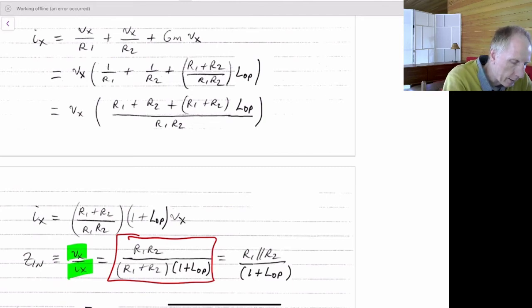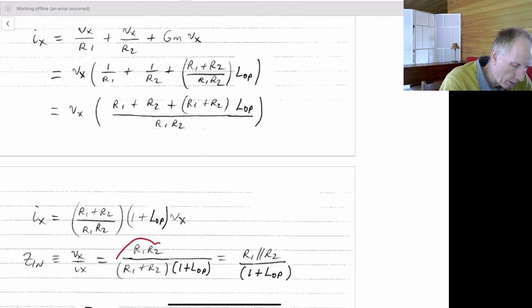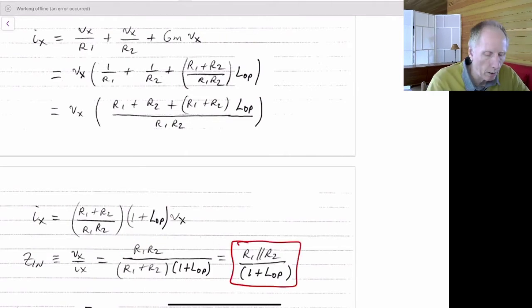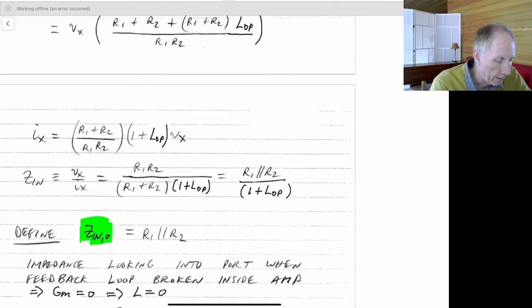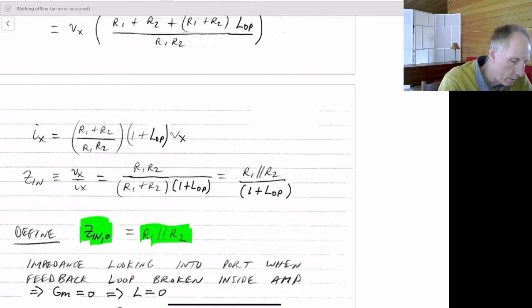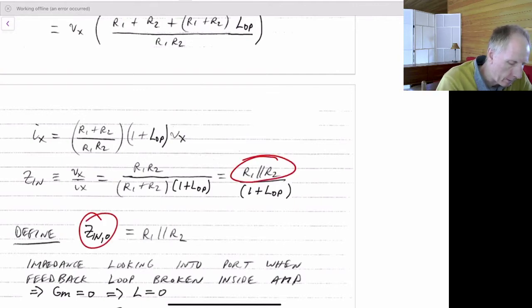Finally, we recognize that this part of the equation is R1 in parallel with R2. So we can finally write the input impedance is given by this equation here, R1 in parallel with R2 divided by 1 plus the loop gain when it's open circuited. So let's define a new parameter, Z sub in, comma 0, when the loop gain is equal to 0. And that would be equal to R1 in parallel with R2. So we're defining Zin equal to this.